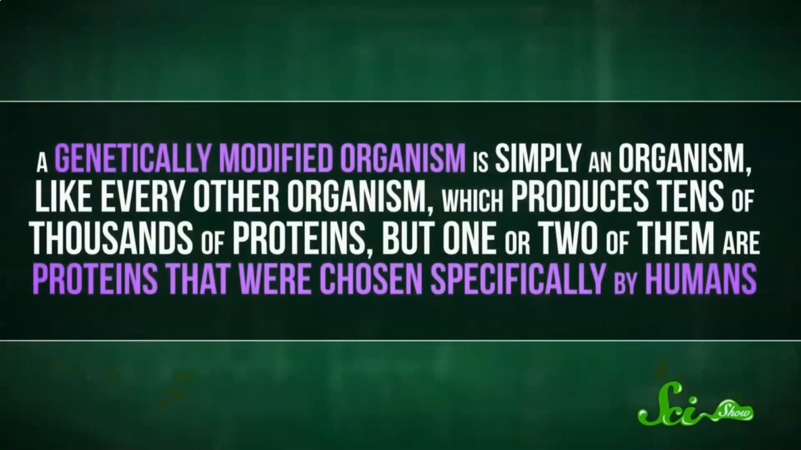We've been eating them for decades with no ill effects, which makes sense because a genetically modified organism is simply an organism like any other organism that produces tens of thousands of proteins, but one or two of them were proteins that were chosen specifically by us humans.